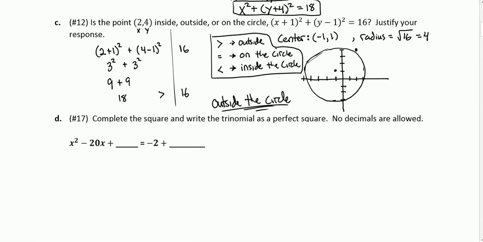And the last one that I'm going to go over is number 17 from the homework. It says to complete the square and write the trinomial as a perfect square, no decimals are allowed.